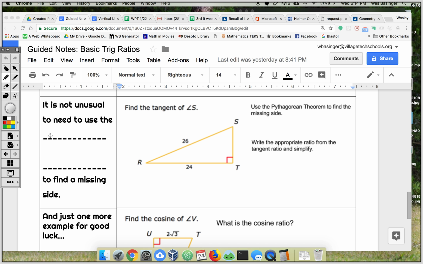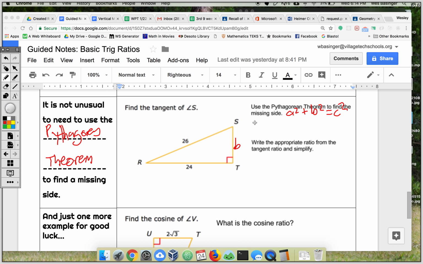Okay, it is not unusual to need to use our good old friend, Pythagorean theorem. So that's your blank right there. Pythagorean theorem to find a missing side. So you see here we have the hypotenuse and a leg, but we're missing b. So what we need to do is use the Pythagorean theorem. So we have a squared plus b squared equals c squared.